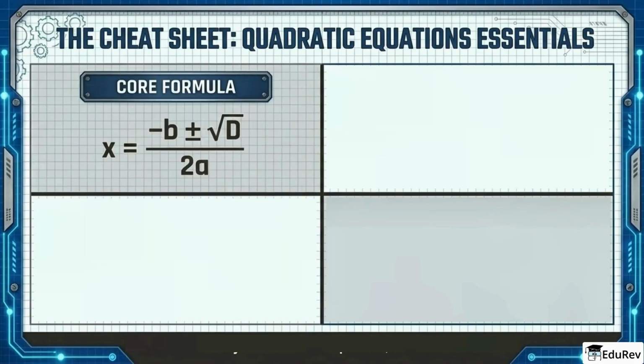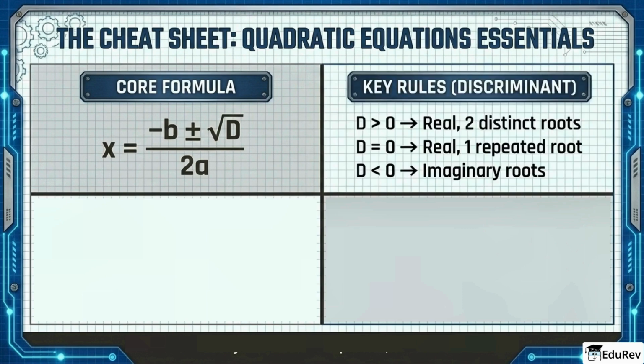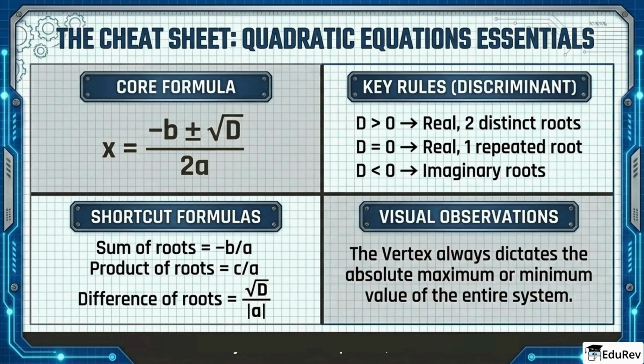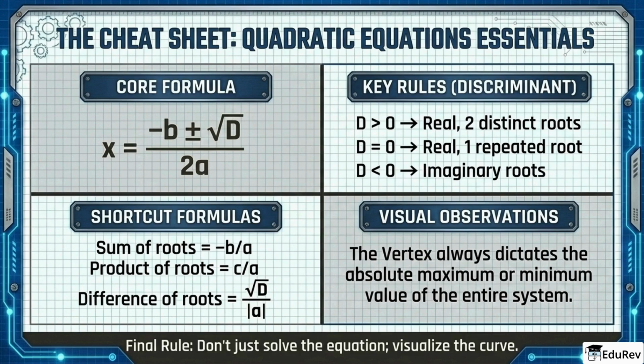The quadratic formula remains central, but understanding the discriminant is even more important. The sum and product relationships provide shortcuts, and the vertex gives insight into optimization. The biggest mindset shift is this: do not treat quadratics as algebra problems. Treat them as graphs you can visualize. Once you start seeing the curve in your mind, the answers come much faster and with far fewer mistakes.